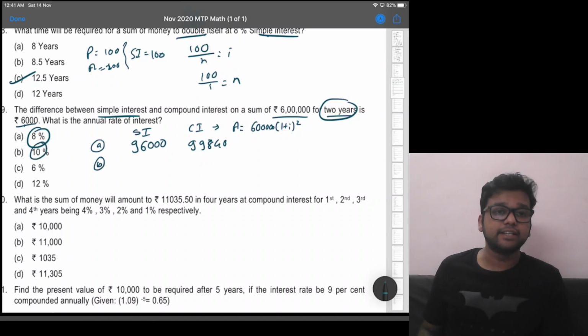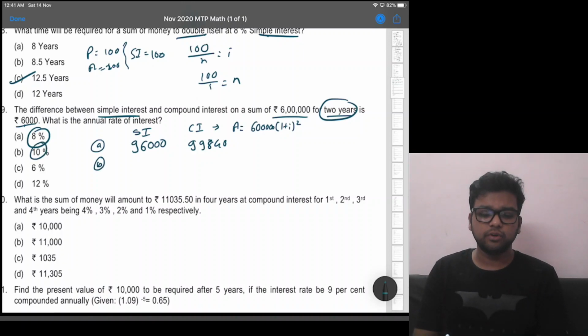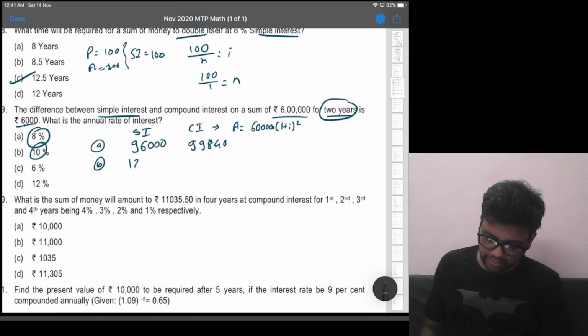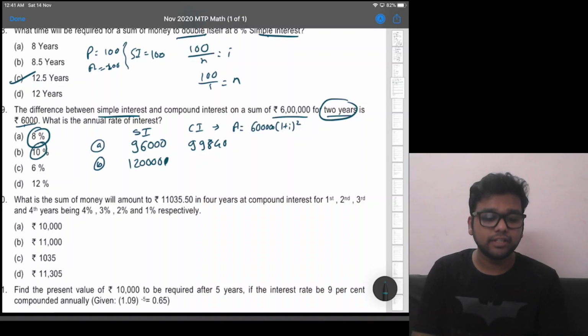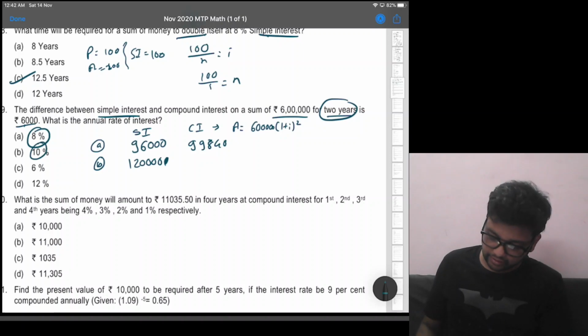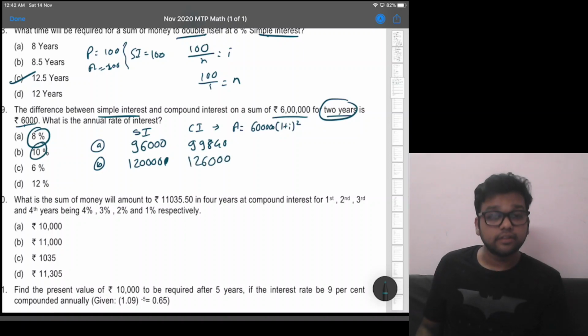Option B, 10%. Let's check. 6 lakhs into 10% into 2 years gives us 1,20,000. Compound interest is 1.1 raised to 2 into 6 lakhs minus 6 lakhs. That gives us 1,26,000. That is correct, because see, the difference between these two is 6,000. That is matching. So option B is the correct answer.